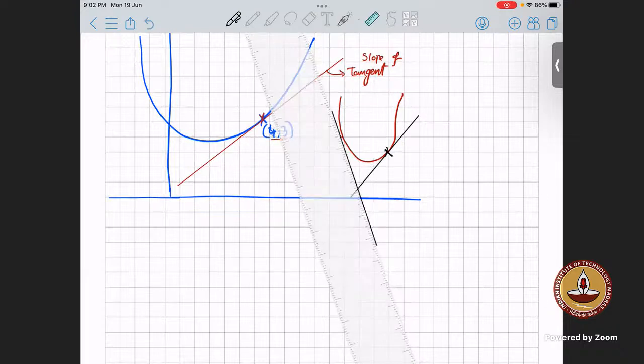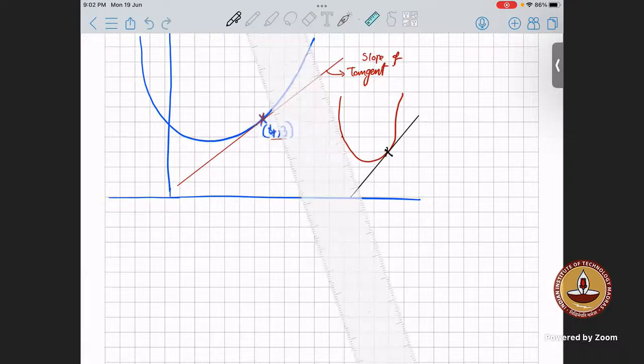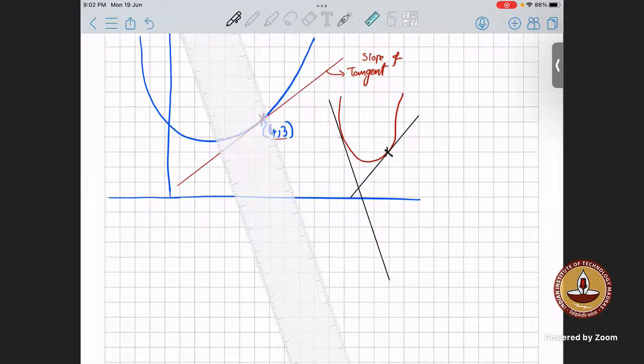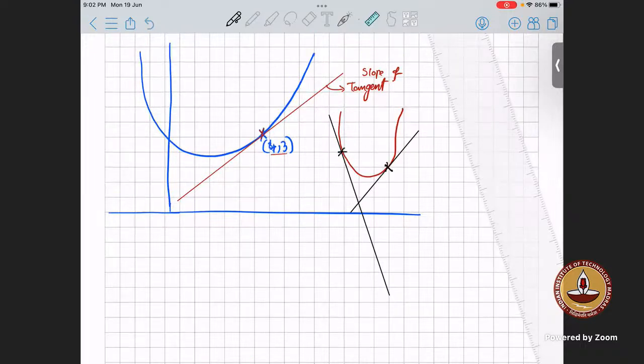Look, it only touches at this point. Did you understand? Yes, sir. This is the slope of the tangent at this point, nothing more than that. You will get to know the use of tangents in calculus, but tangents are very important to know.